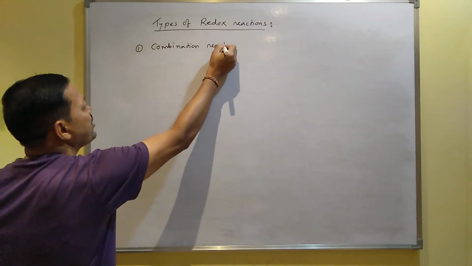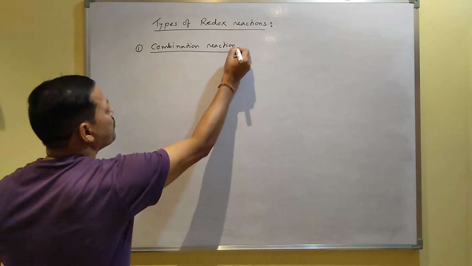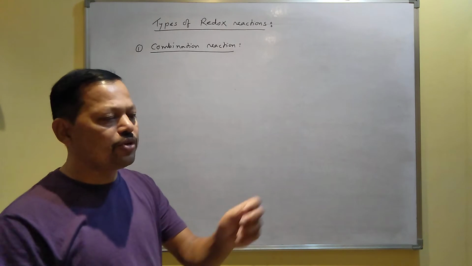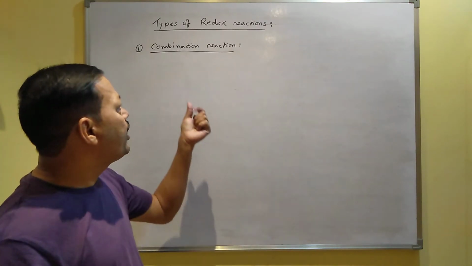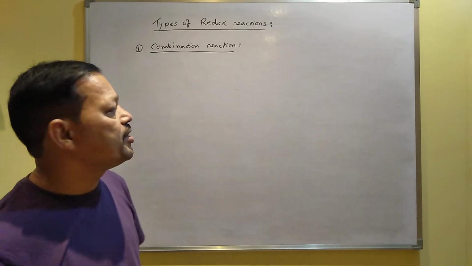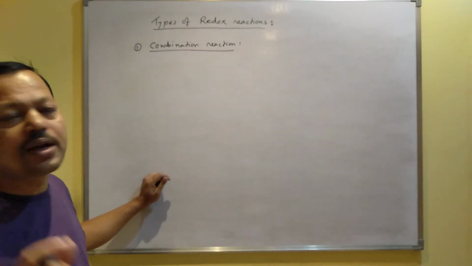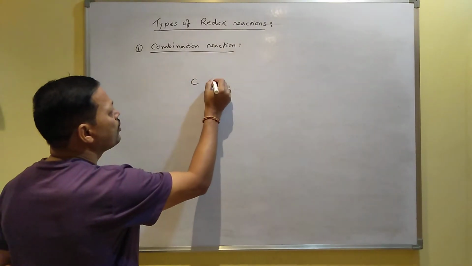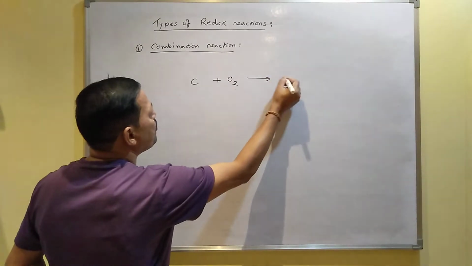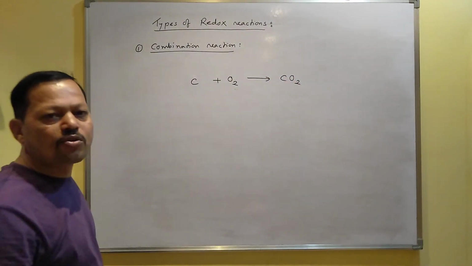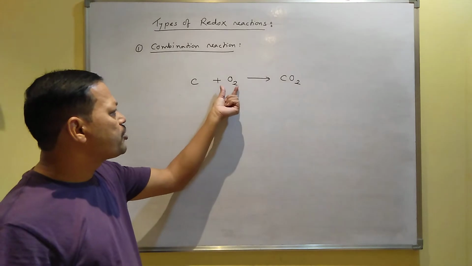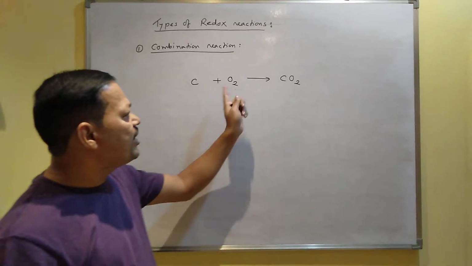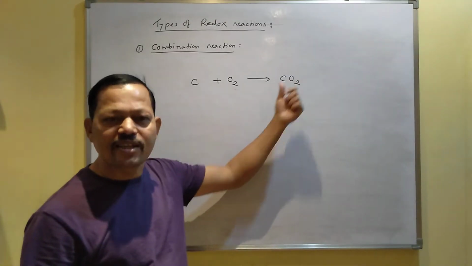A combination reaction is a type of redox reaction. What type of reactions are called combination or addition reaction? When two substances combine to get a single product, then that type of reaction is called combination reaction, and it may be one example of redox reaction. For example, carbon combines with oxygen to produce carbon dioxide. This is a combination reaction because carbon combines with oxygen to form a single product. In a combination reaction, you don't get any side product, you get a single product.